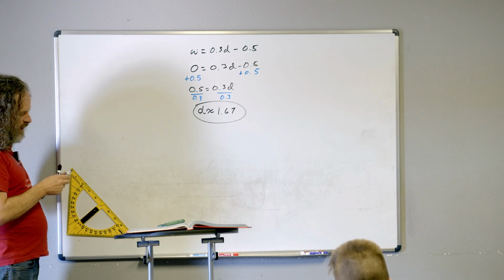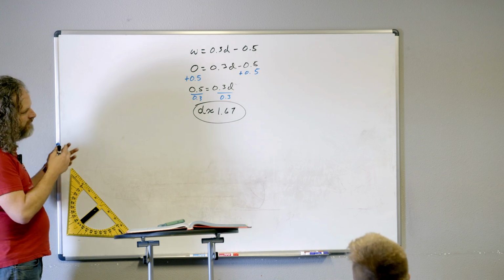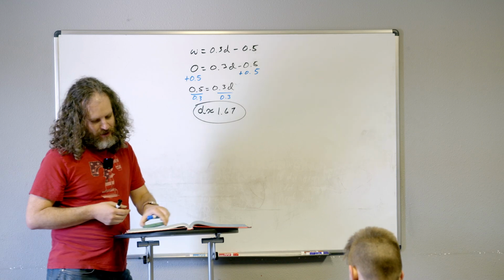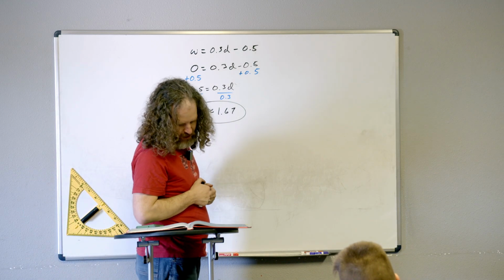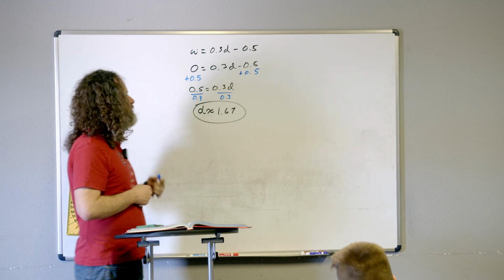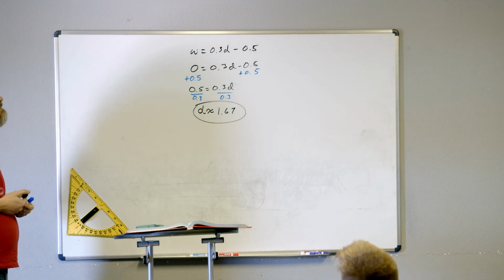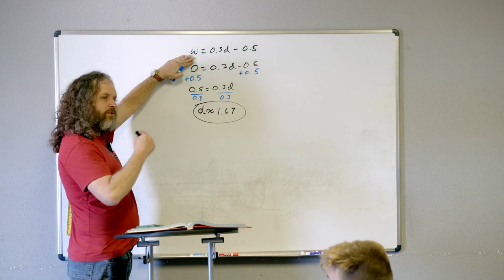Okay, so we got to answer the second part, right? D is about 1.67. Now we got to say what that means, right? It says explain what it means in the context of this situation. What do the letters represent? Water and day. So the water level, right?